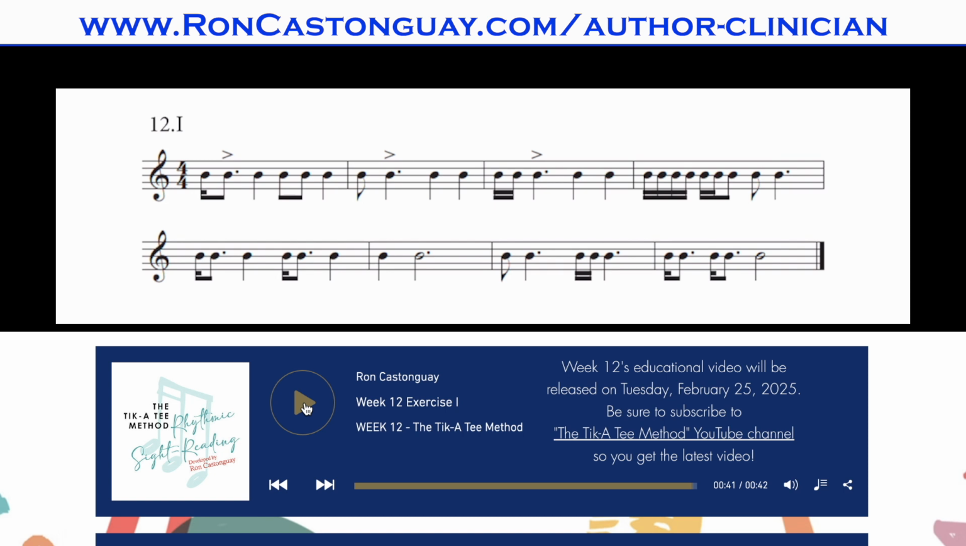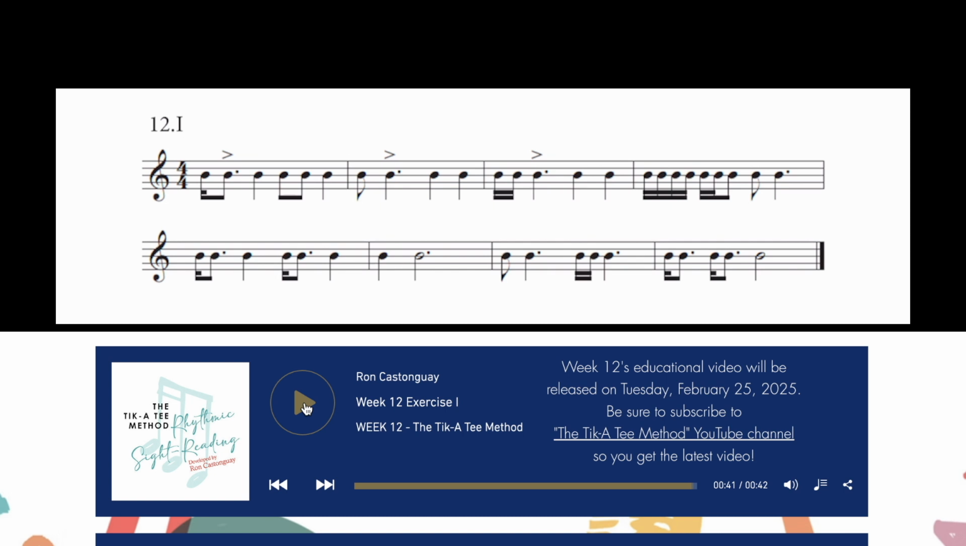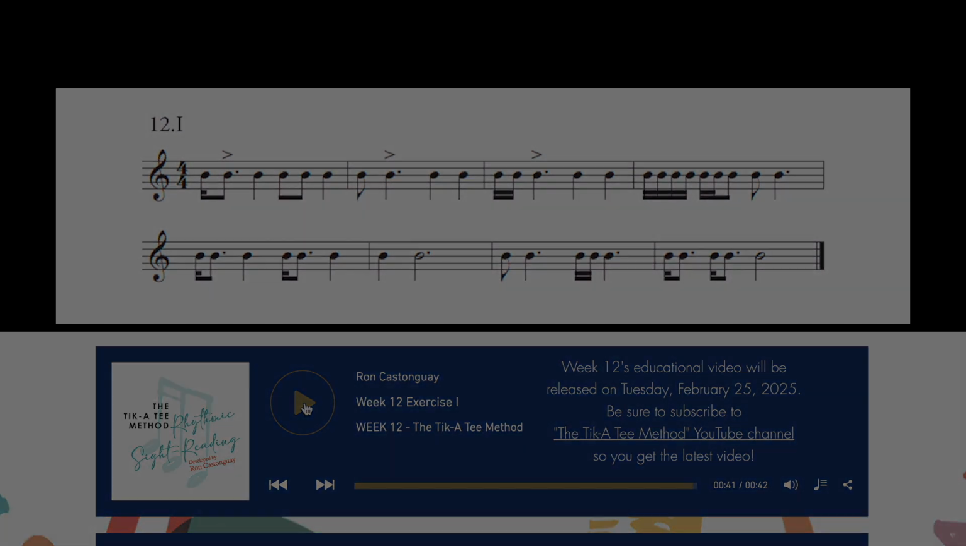All right, there it is, exercise 12I. And if you have not yet performed this exercise on your instrument, break out a metronome, break out your instrument, choose a tempo that you're comfortable with, and perform this exercise on your instrument before moving on to the next exercise or the next concept. And before we head to the outro, here is a performance of exercise 12I.